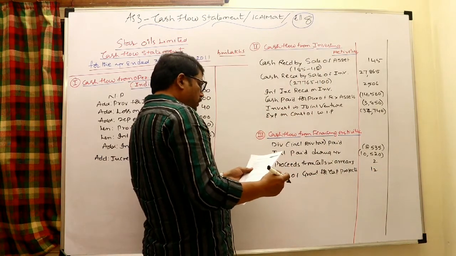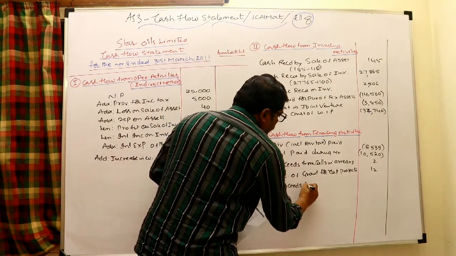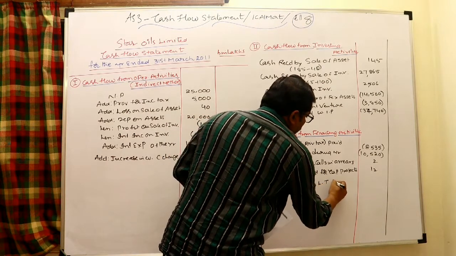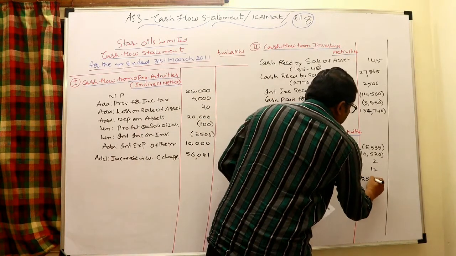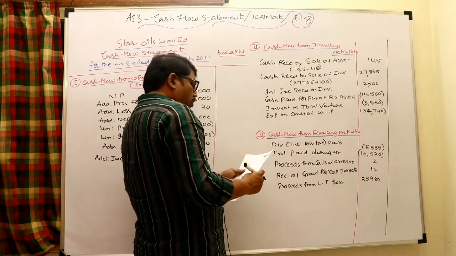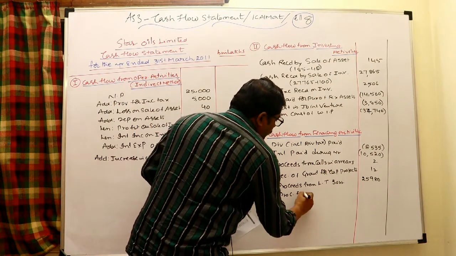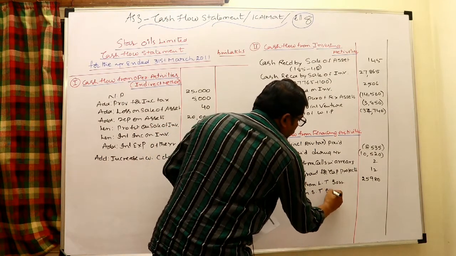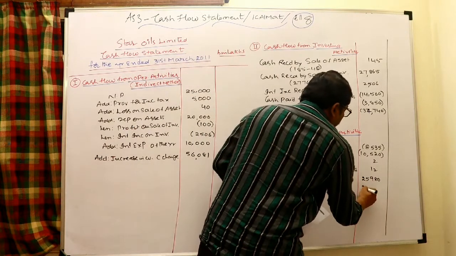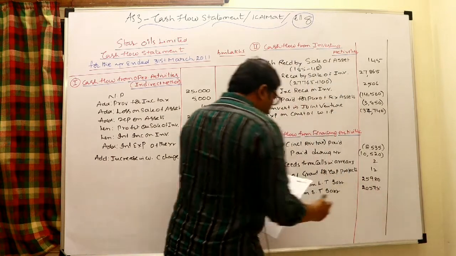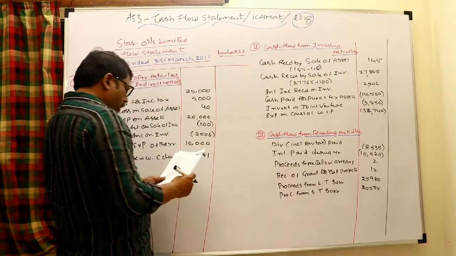Proceeds from long-term borrowings is a financing activity. Proceeds from long term borrowings 25,980. Proceeds from short term borrowings also here, 20,575. Finally, opening cash and bank balance to be added. The result will be the closing cash and bank balance.